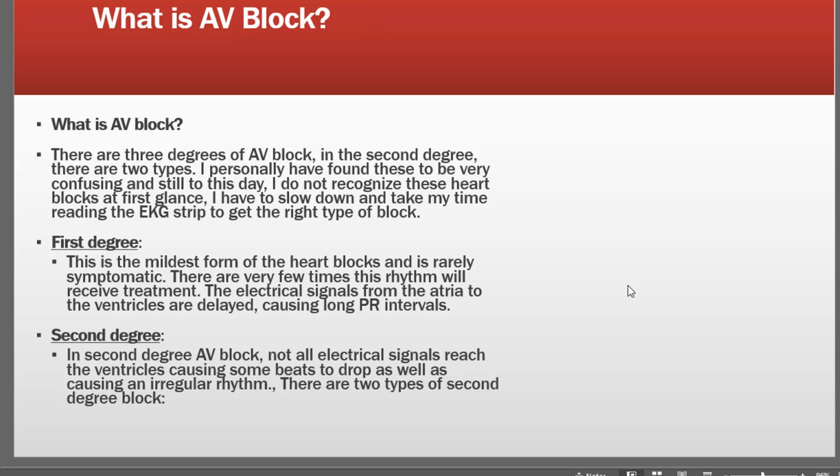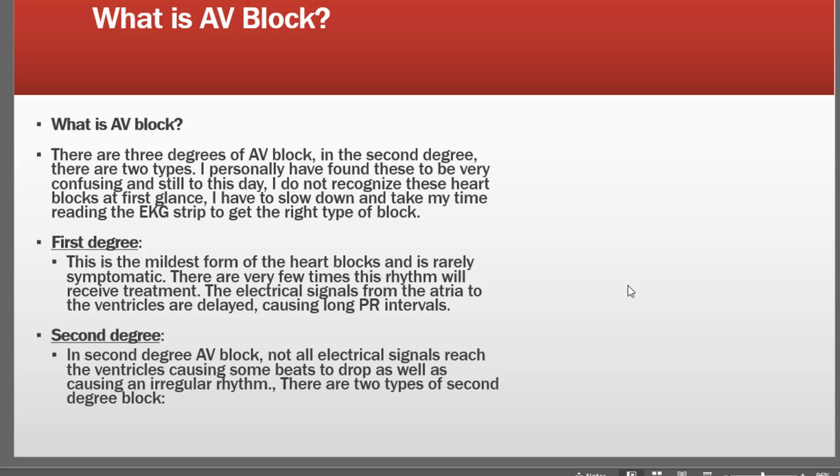So what is AV block? There are three types. In the second degree, there are two types. I get confused with those, but I think that's normal. First degree is just a mild form of heart block, rarely symptomatic. Very few times will this rhythm receive treatment. The electrical signals are delayed. We've talked about the SA and the AV node. They're basically delayed, and that causes a long PR interval.